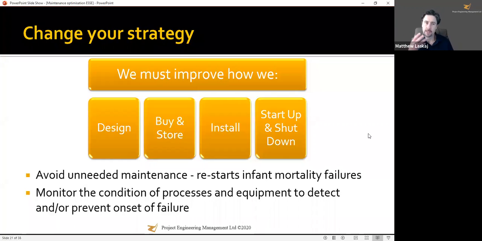So what we have to do is think about it a little bit differently. We've got to make sure that we improve the design, buying and storing, the installation, and our startup and shutdown procedures. Don't do maintenance for the sake of doing maintenance, because the more maintenance we do, the more chance we've got of restarting that infant mortality curve. And if we restart the infant mortality curve, that probability of failure jumps way up.